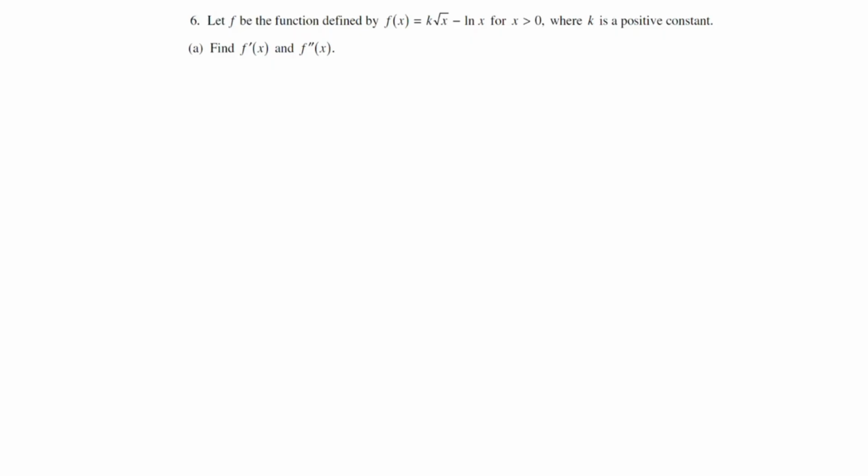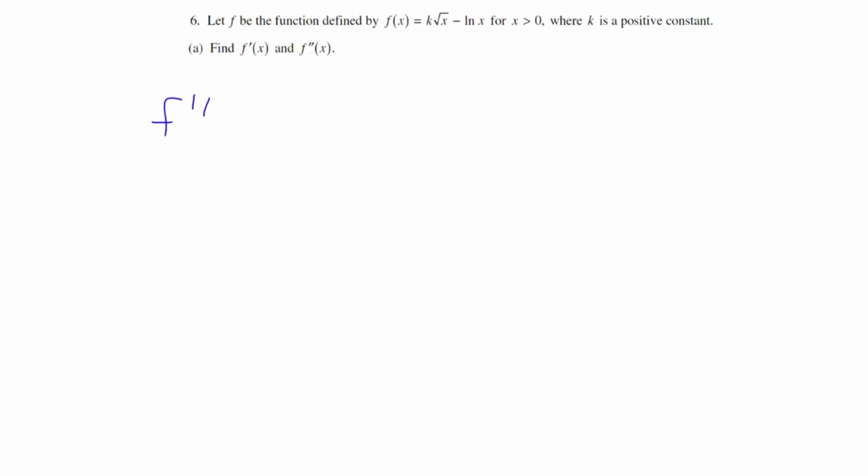All right, this is question number 6 from the 2007 AP Calculus AB exam. This is a function FRQ where we're given the function f of x equals k root x minus ln x for x greater than 0, where k is a positive constant. And first it just asks us to find f prime and f double prime.